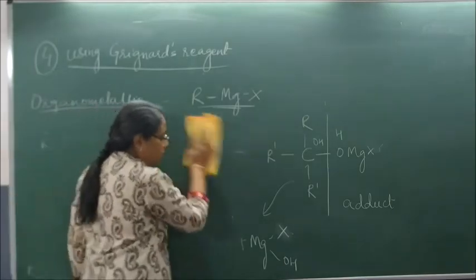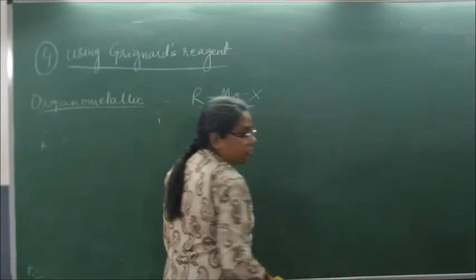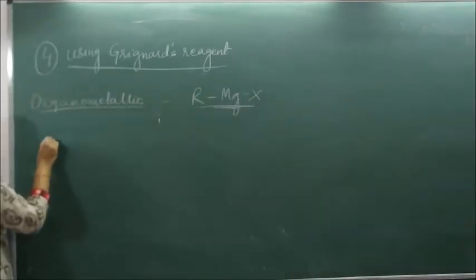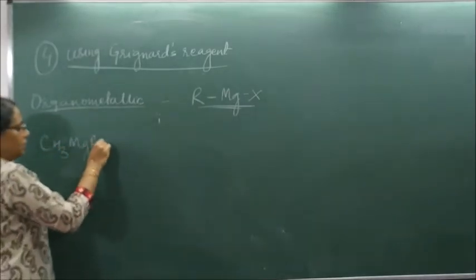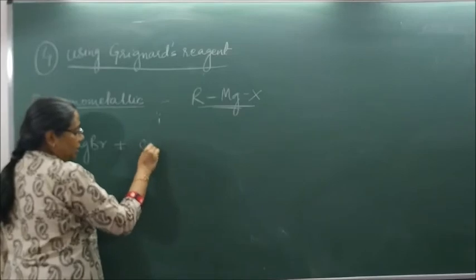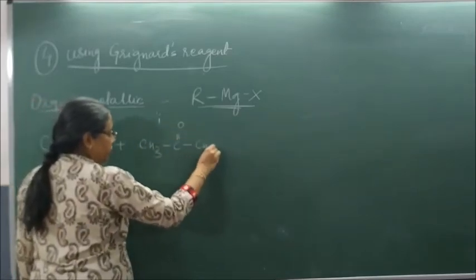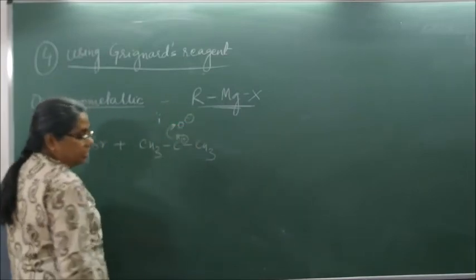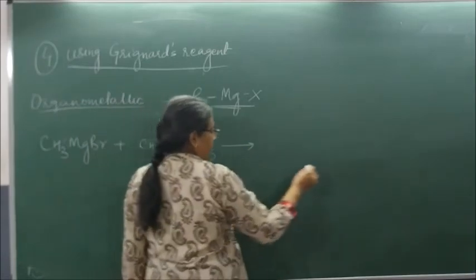Now let us make an alcohol. Generally, we will substitute it with the first alkyl group. So we will get what? CH3MgBr plus we will write what? CH3, C double bond O, CH3. This shifts, it gets a negative charge, this carbon gets a positive charge. This carbon now becomes my main center.